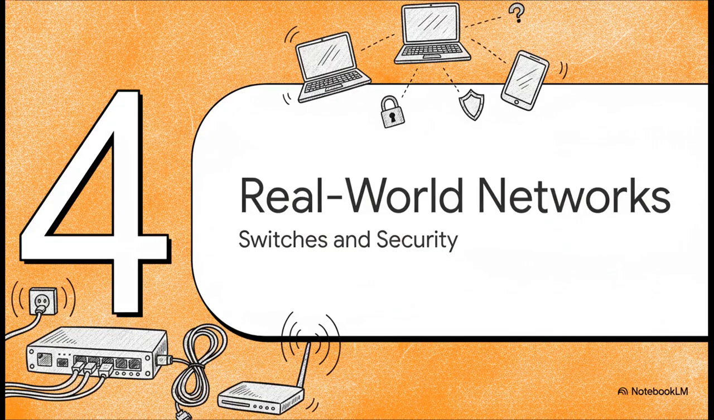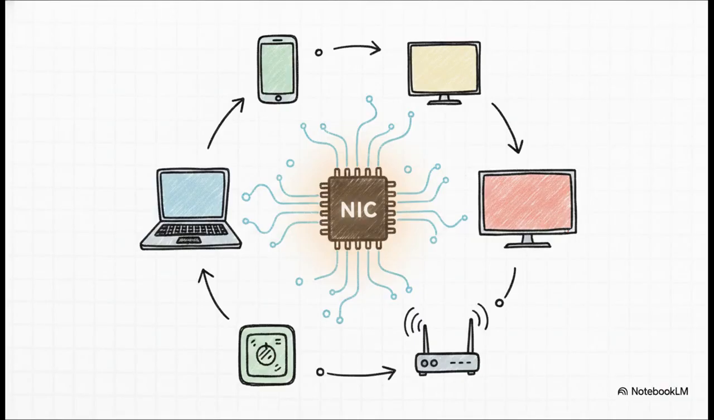Next up, Section 4, Real-World Network Infrastructure, focusing on switches and security. Let's look at how these foundational concepts apply out there in the wild, in actual physical and wireless hardware deployments. It's actually a super common beginner mistake to think MAC addresses are only for wired Ethernet cables. But take a look at this list.